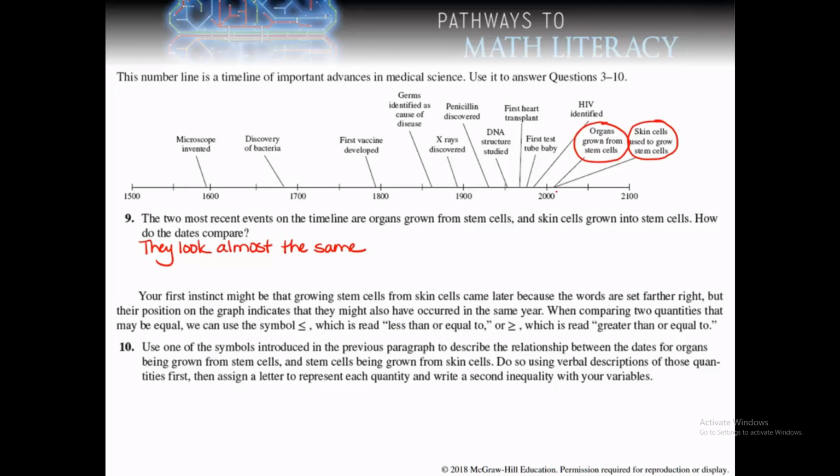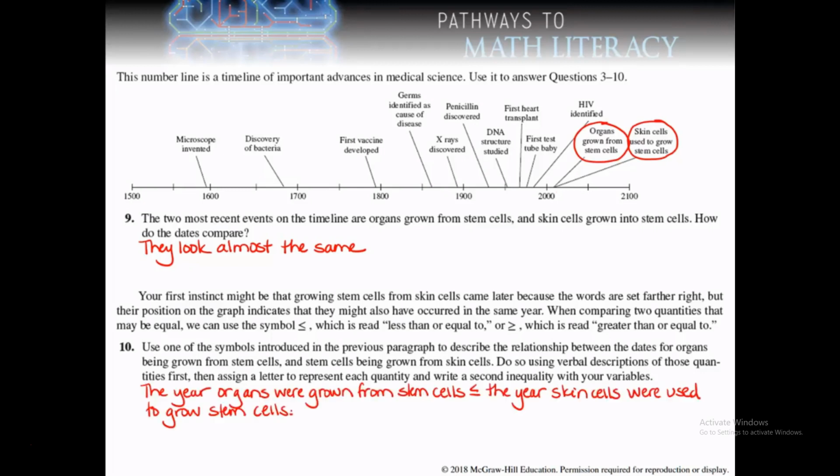So then if we assign a variable to each of those years, we could say O is the year that organs were grown from stem cells, and S is the year that skin cells were used to grow stem cells. Then in symbols, we could say O less than or equal to S.